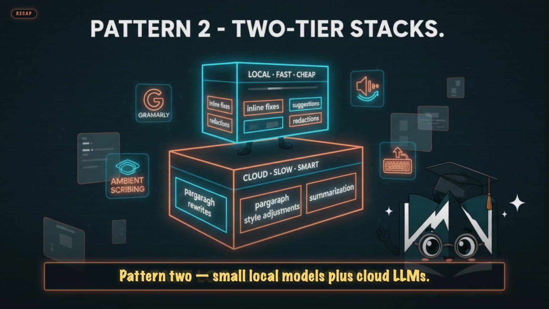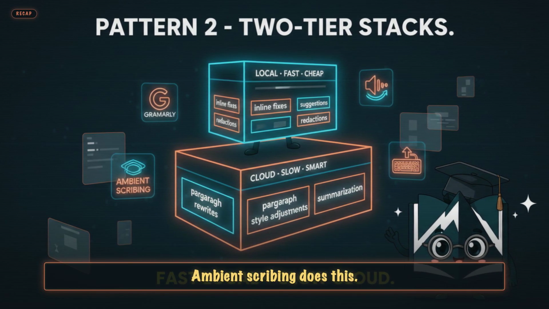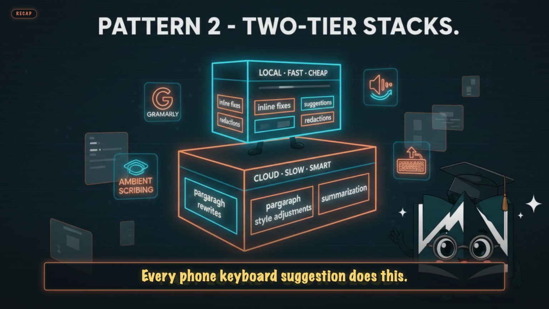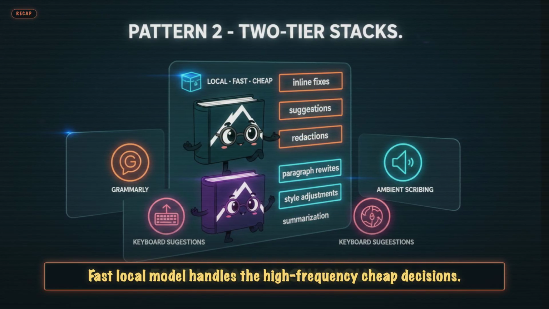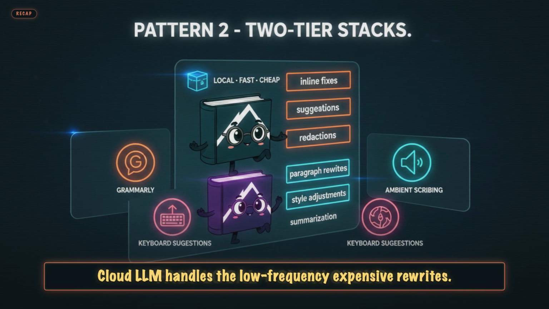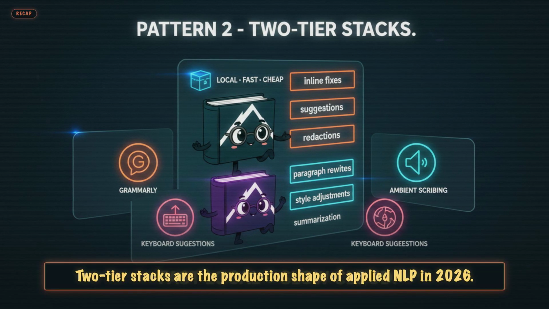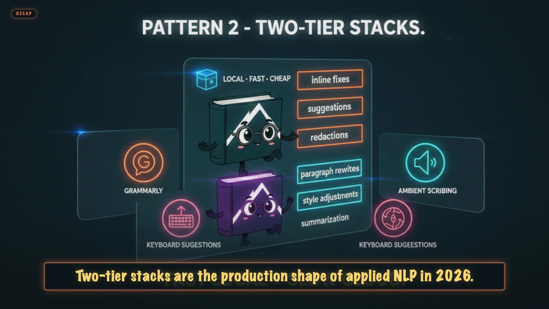Pattern 2. Small local models plus cloud LLMs. Grammarly does this, ambient scribing does this, every phone keyboard suggestion does this. Fast local model handles the high-frequency cheap decisions. Cloud LLM handles the low-frequency expensive rewrites. Two-tier stacks are the production shape of applied NLP in 2026.